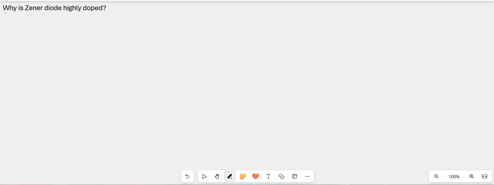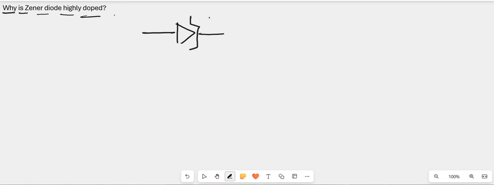In this question, we are asked why is Zener highly doped? Okay, so let us start with the explanation. At first, we need to know what is a Zener. Zener is basically a PN junction device. This symbol looks like this.